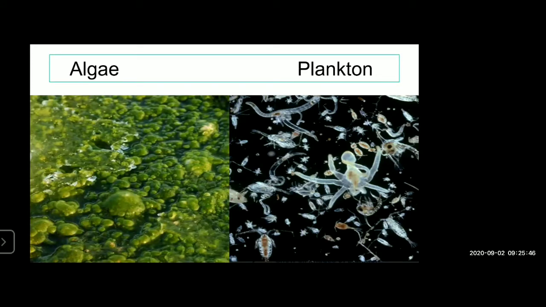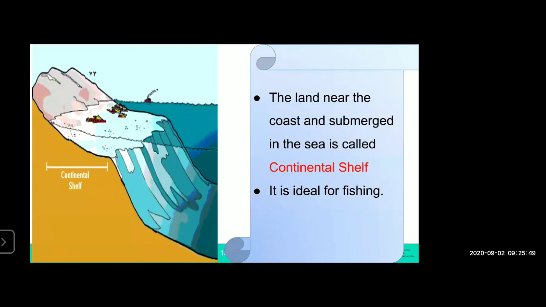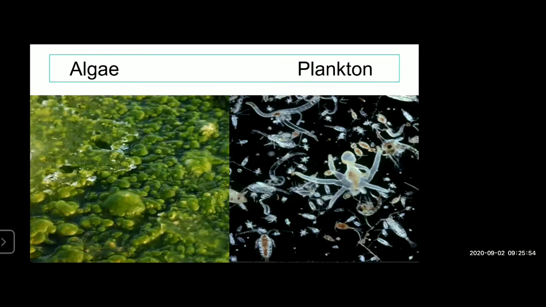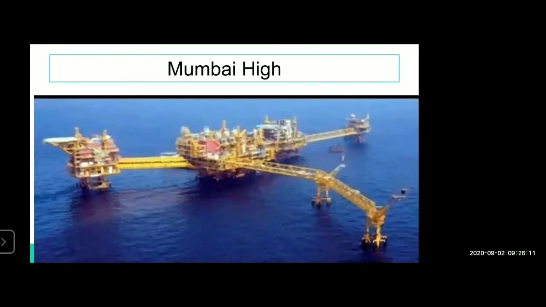So this continental shelf is very much important for human beings from the point of view of fishing. Even natural oil, marine oil and various other minerals can also be obtained by mining the continental shelf. For example, this is Mumbai High. It is situated in the Arabian Sea, from where we get mineral oil and natural gas.